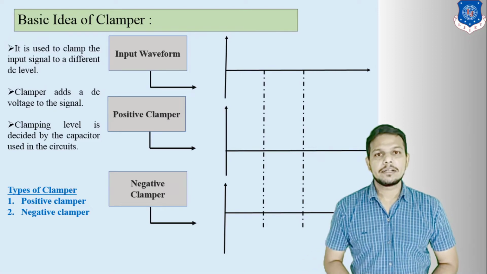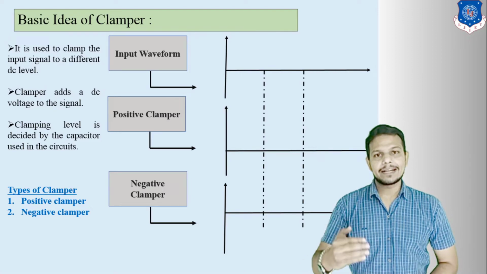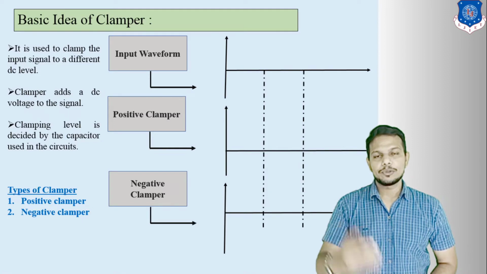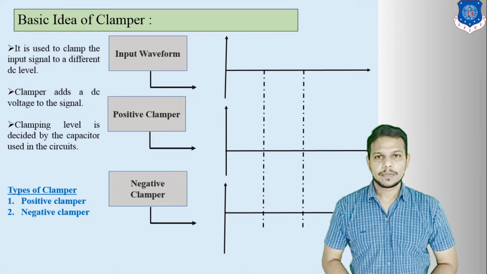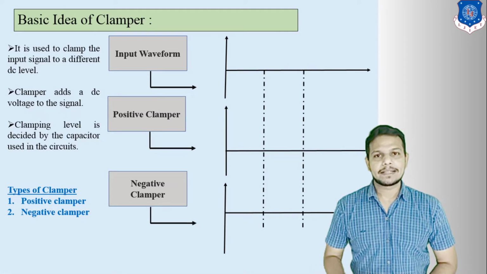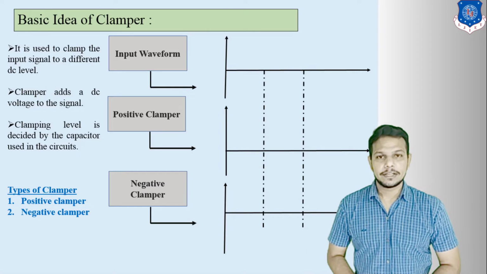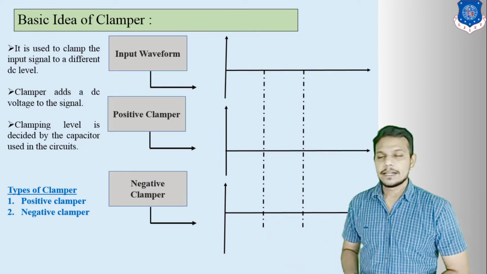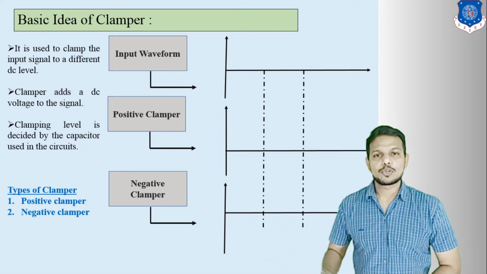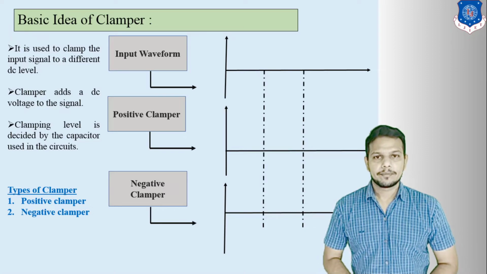DC is a constant signal. It adds this signal into the final output waveform. The clamping level is decided by the capacitor used in the circuit diagram, because there are different types of clampers present here. Number one, you can see positive clamper, and number two, negative clamper.